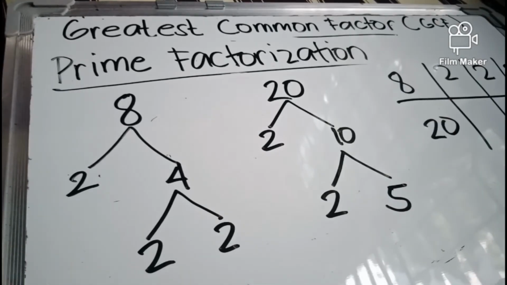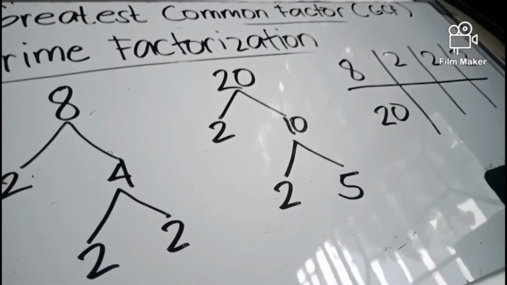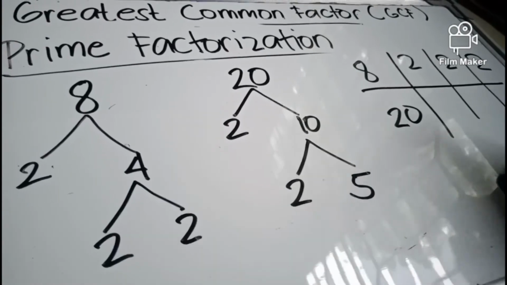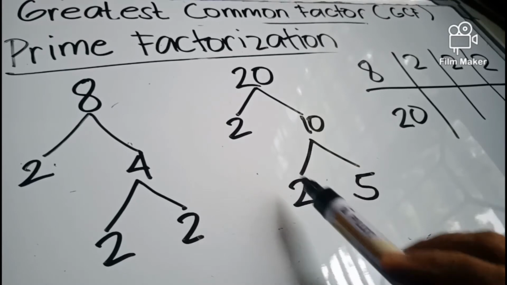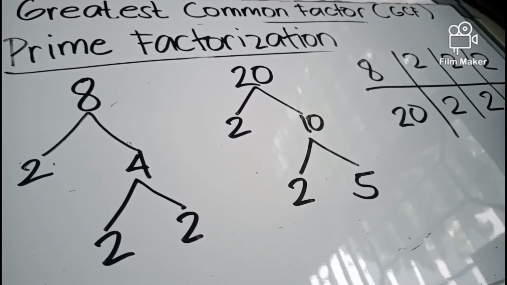So, yan po ang sa 8. Mayroong tatlong 2. Ang sa 20 naman, we have prime only ha. Ililista lamang natin yung mga prime factors. We have dalawang 2 at isang 5. So, 2, 2, and 5.